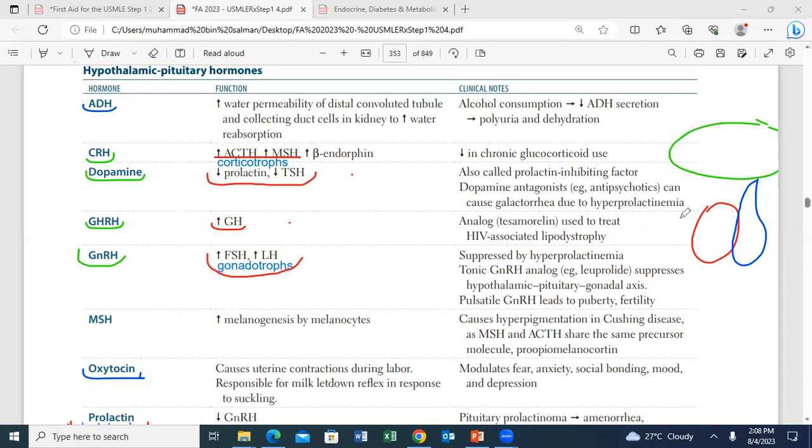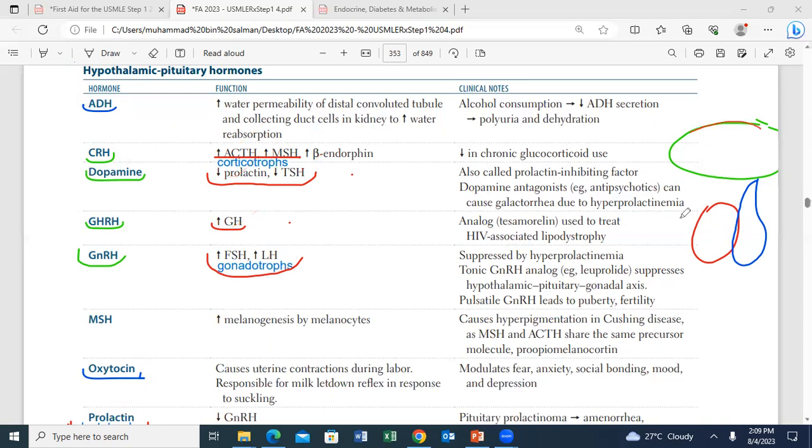Then let us have a look at the secretions of the anterior pituitary. The secretions of the anterior pituitary are melanocyte stimulating hormone, ACTH, prolactin, TSH, and growth hormone. All these are secretions of the anterior pituitary.